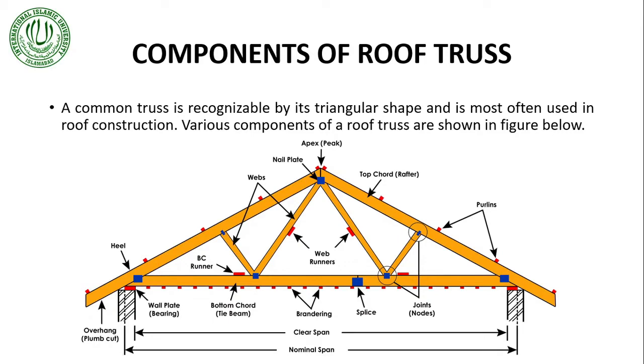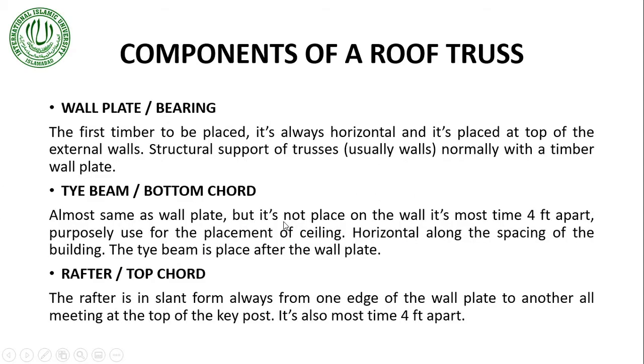So these regular triangular shaped trusses are the very common ones, and they are used for roof construction, and they have various components to it. So we have overhang, plumb cut, wall plate, bottom chord, web, splice joints, purlins, top chords, nail plate, etc., etc. So let's study in detail what these components are. First of all is the wall plate, or we also call it bearing.